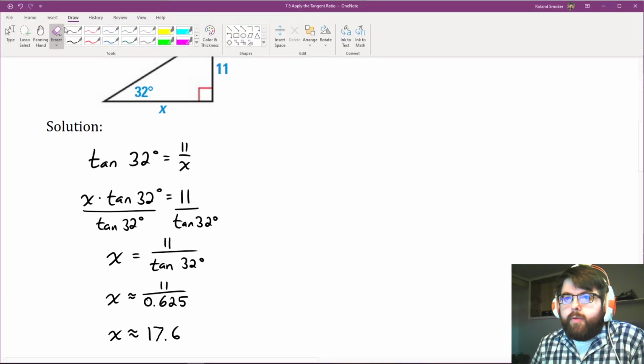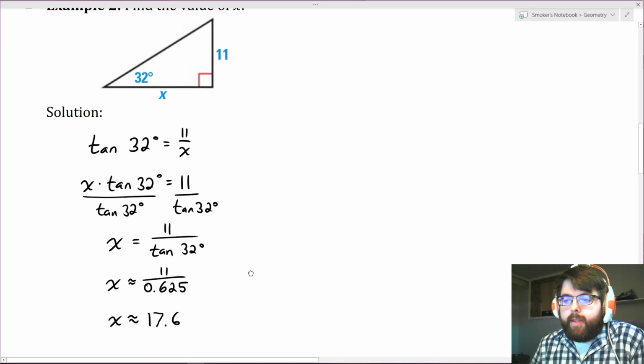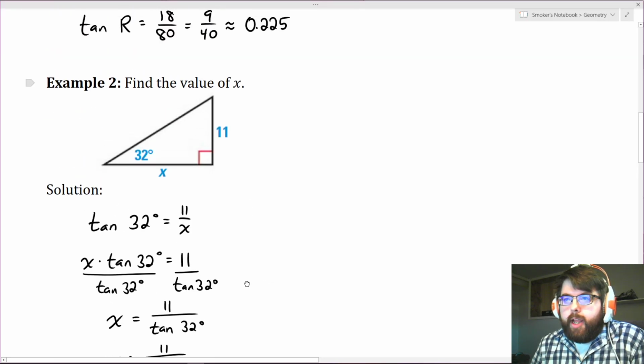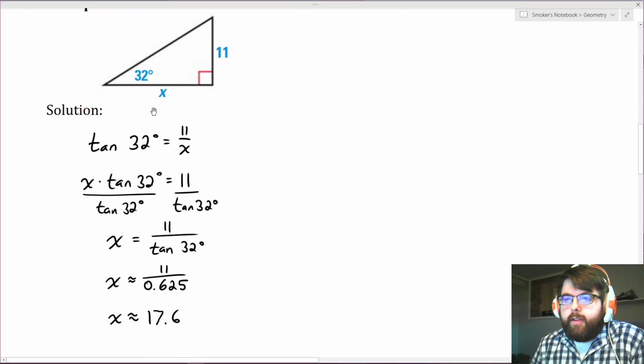Oop, don't want the eraser, I want the hand. Okay. All right, so 17.6 should be the x value. Sorry about that mistake.